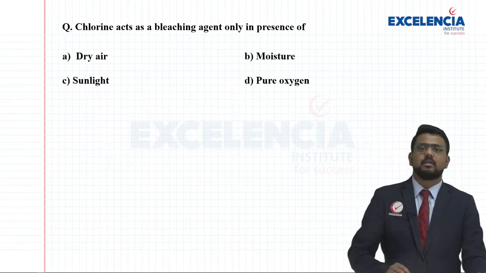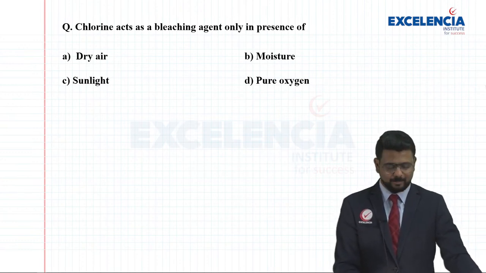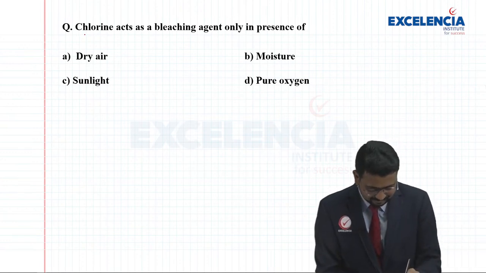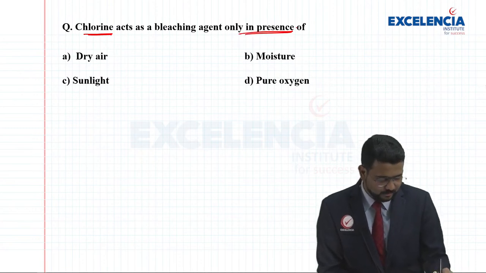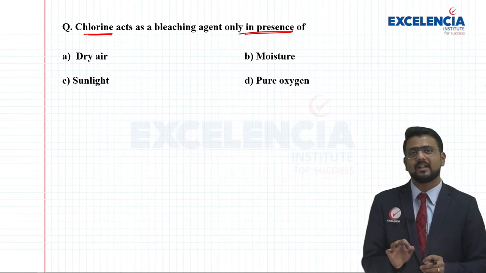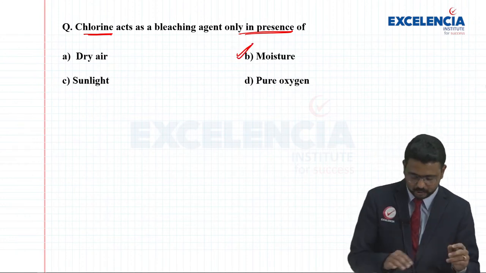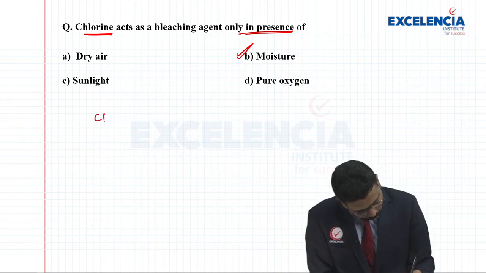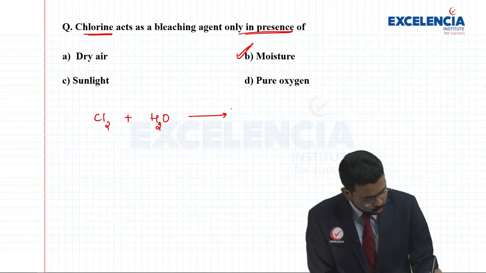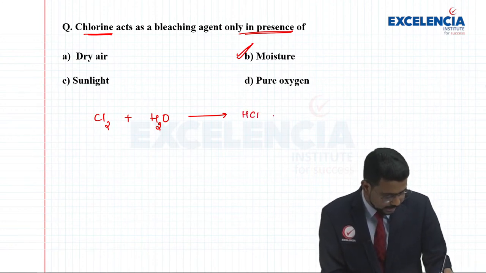The next question. Chlorine acts as a bleaching agent only in presence of. Now, we have studied this, the bleaching action of chlorine, right? So, it will act as a bleaching agent only in presence of moisture as such. Why so? Because when we consider chlorine, it combines with water, it will produce two acids. I'm sure you know it. That is nothing but HCl and HOCl.